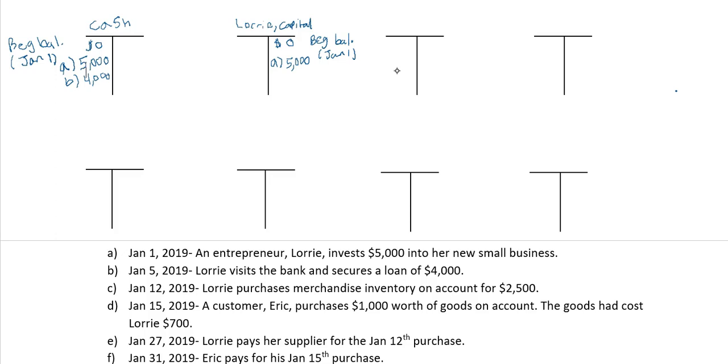The credit side is a little more interesting. This is going to be a liability because of course we have to pay the bank back. So we'll go ahead and make a liability account. We can just simply call it bank loan, or you can call it bank loan payable. I'm just going to go ahead and put down bank loan.